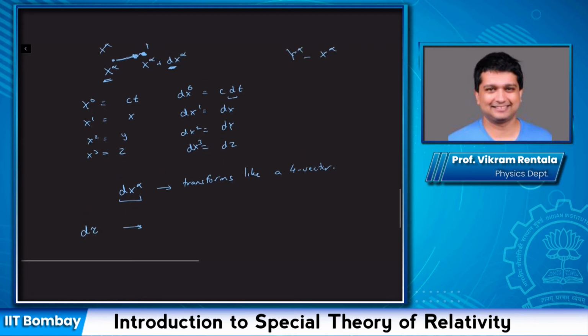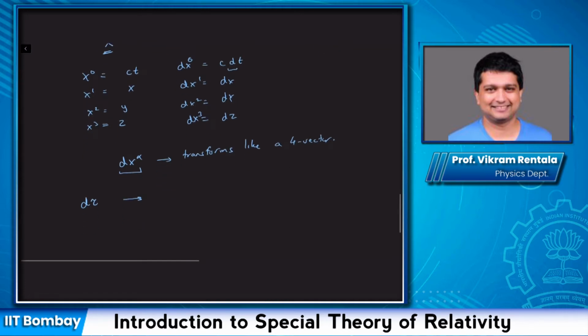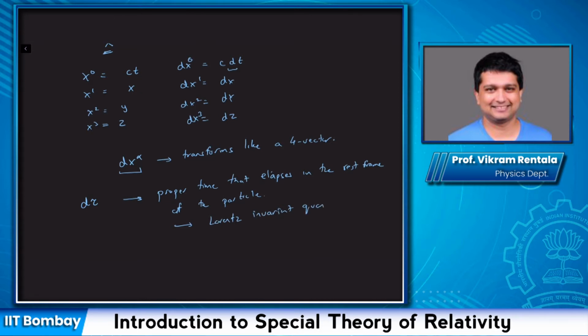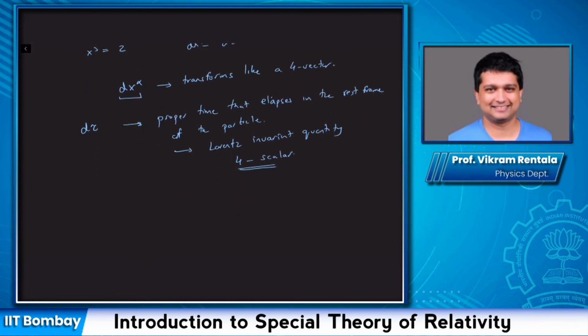And now we could also ask, in the rest frame of this particle, what is the proper time that elapses? Okay, so the proper time d tau that elapses between these two spacetime points, in the rest frame of the particle, is a Lorentz invariant quantity. This is a Lorentz invariant quantity, or a 4-scalar.